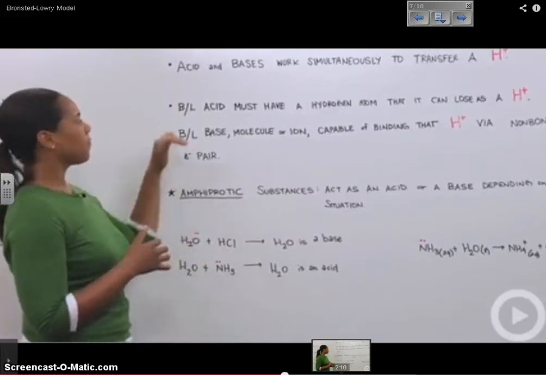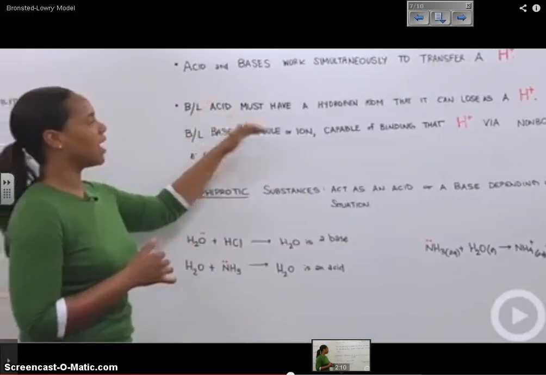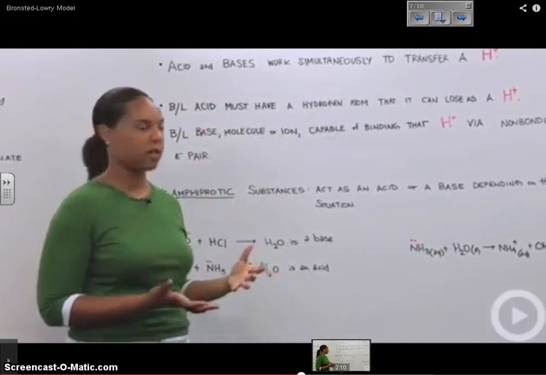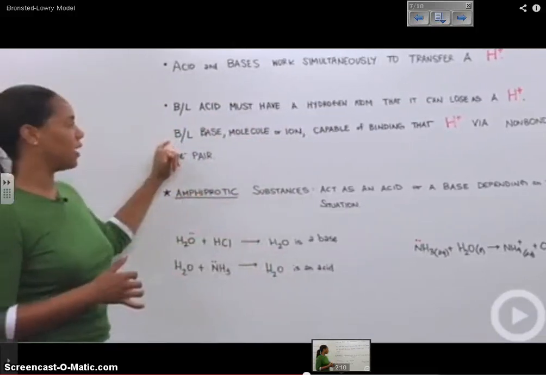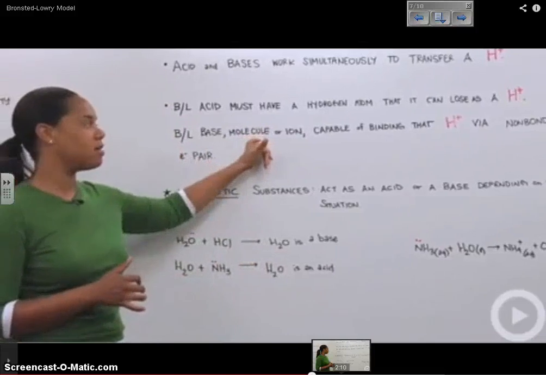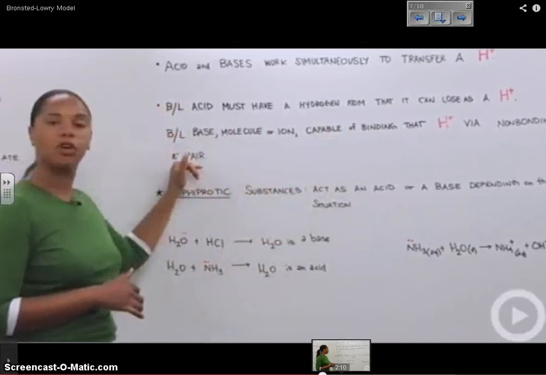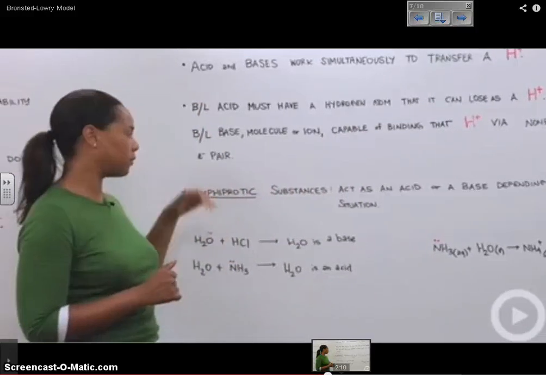The Bronsted-Lowry acid must have a hydrogen atom that it can actually lose as a proton, like HCl did, and the Bronsted-Lowry base, be it a molecule or an ion, must be capable of binding that proton via the non-bonding electron pair, like I just showed with water.